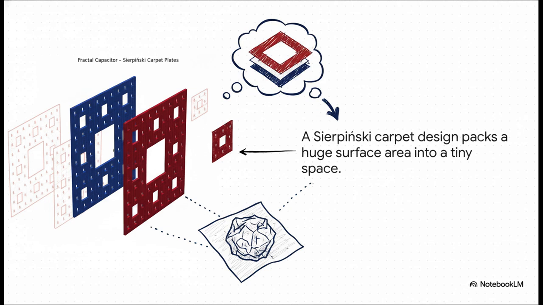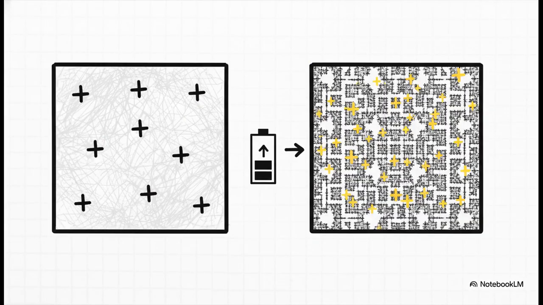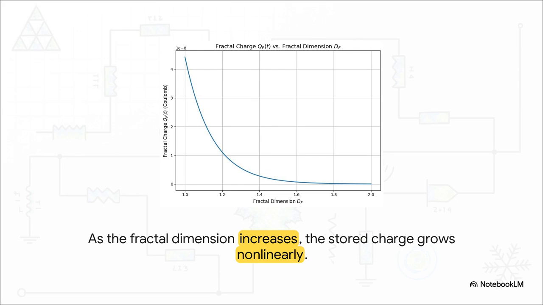The best analogy is this. Imagine taking a giant, flat piece of paper and just crumpling it into a tiny little ball. You still have all that original surface area. It just takes up way, way less room. And for a capacitor, surface area is everything. It's the whole game. The more area you've got, the more charge you can pack in. So by using these fractal designs, you can massively increase the effective surface area without making the component itself any bigger.